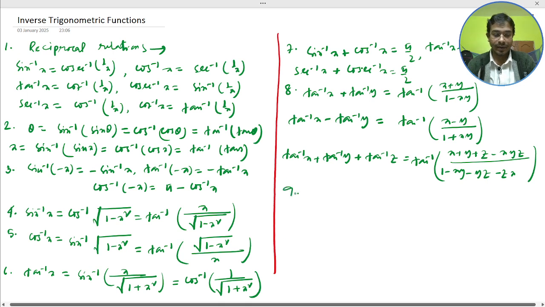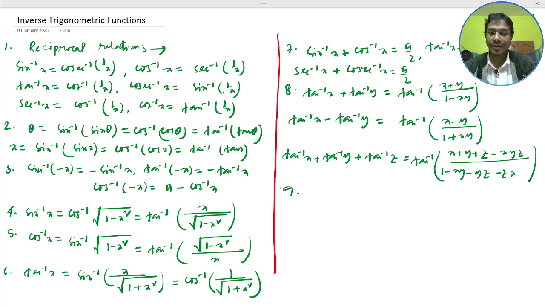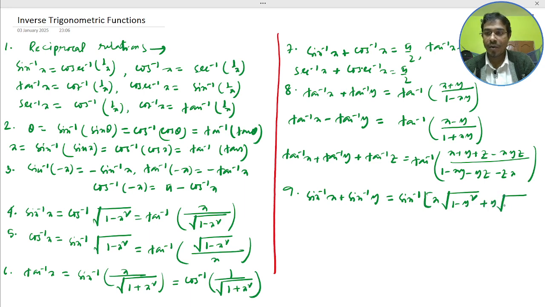Next, sin inverse x plus sin inverse y is equal to sin inverse of x root over 1 minus y square plus y root over 1 minus x square.